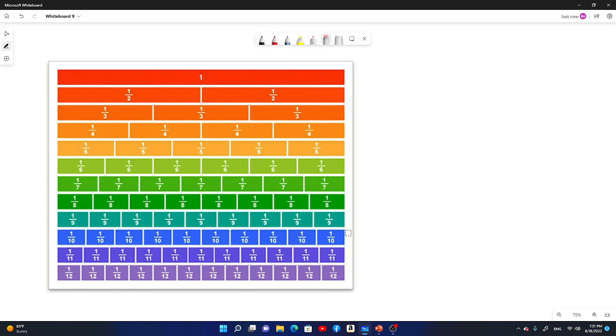This thing is not working? Okay. So today we are going to be working with fractions and try to understand them more. Let's solve a problem.